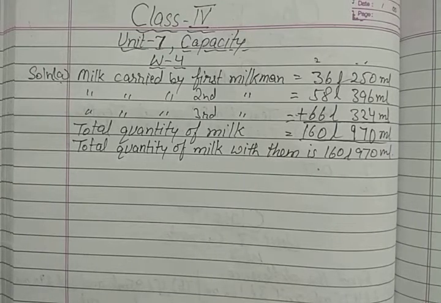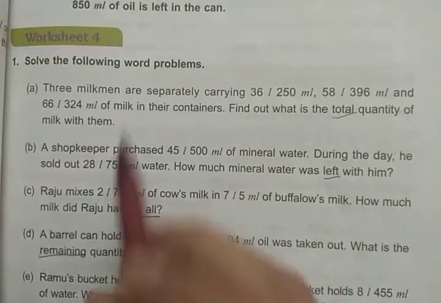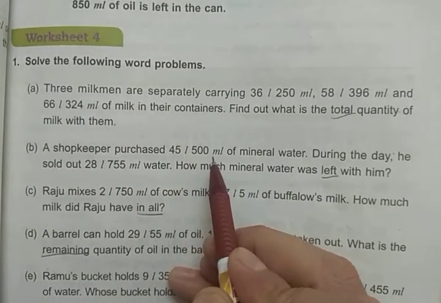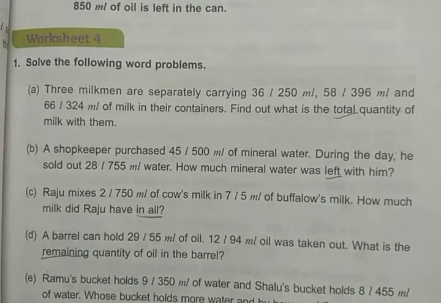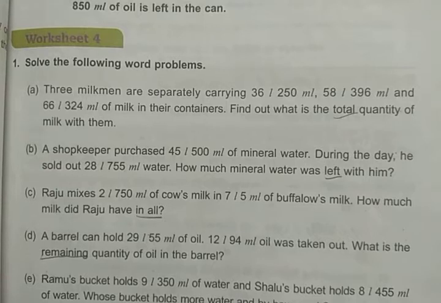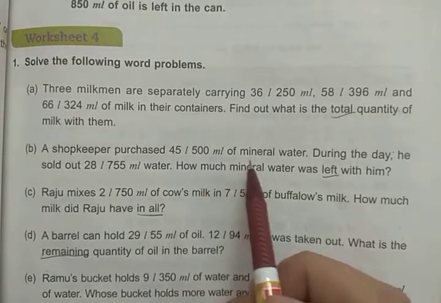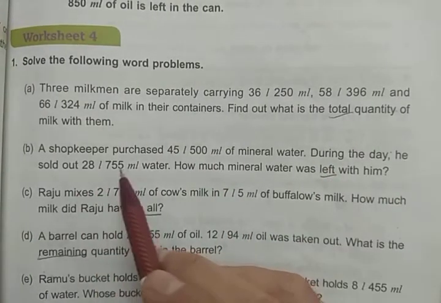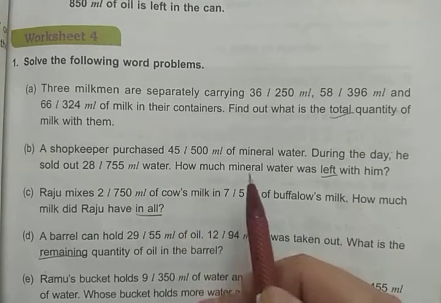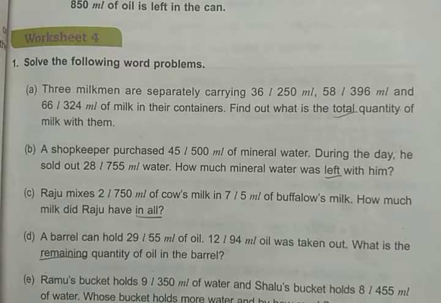Now the next one. A shopkeeper purchased 45 liters 500 milliliters of mineral water. During the day he sold out 28 liters 755 milliliters of water. So this much mineral water is purchased, and out of this, during a day he sold out this much water. How much mineral water was left with him? So how much mineral water did he have left?